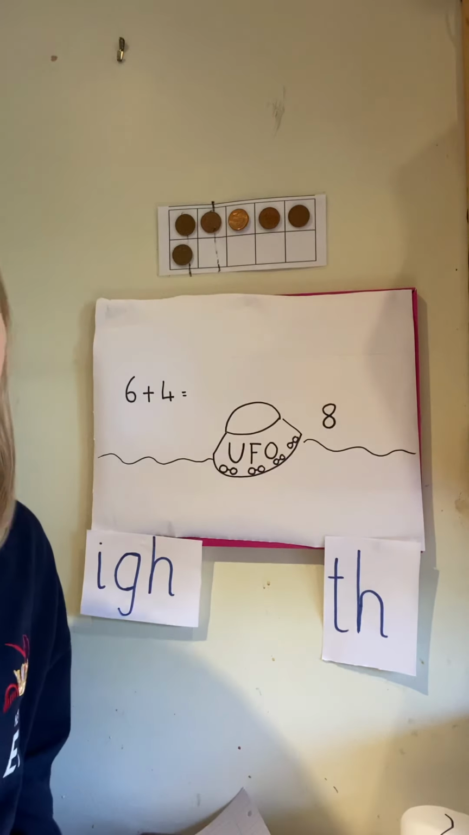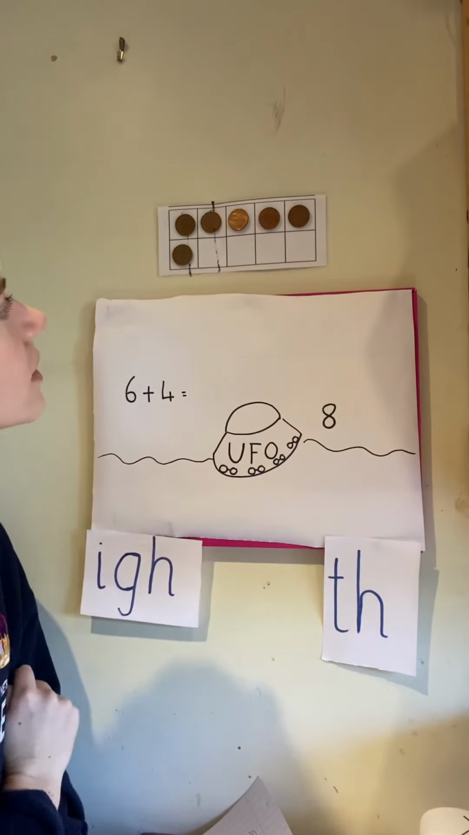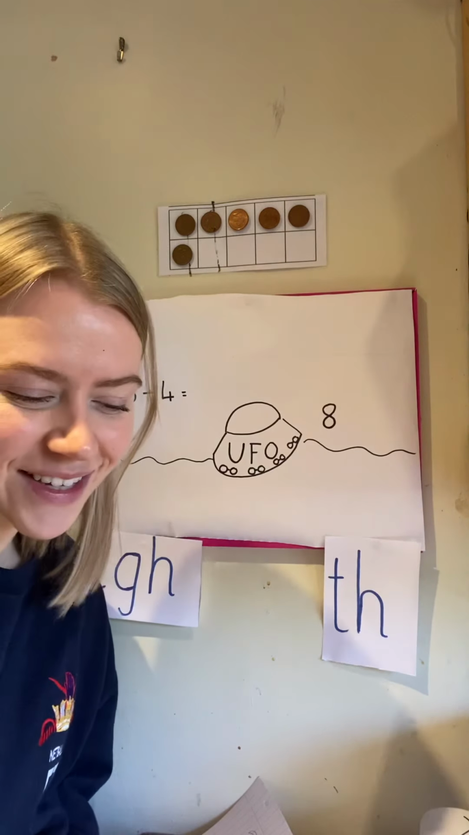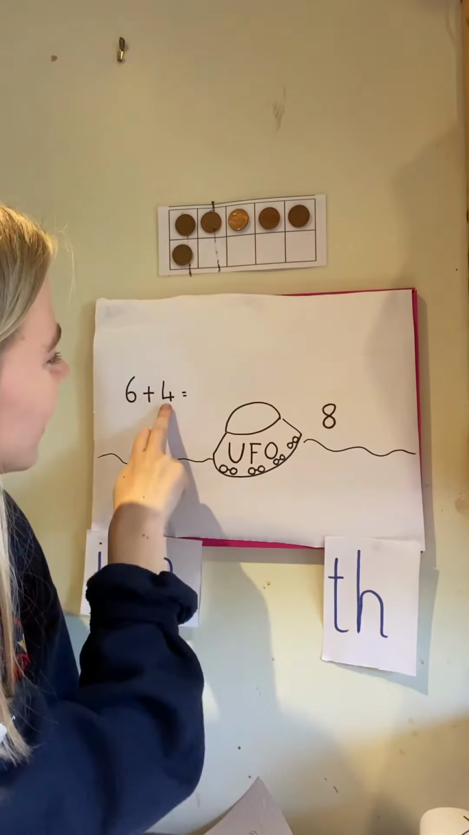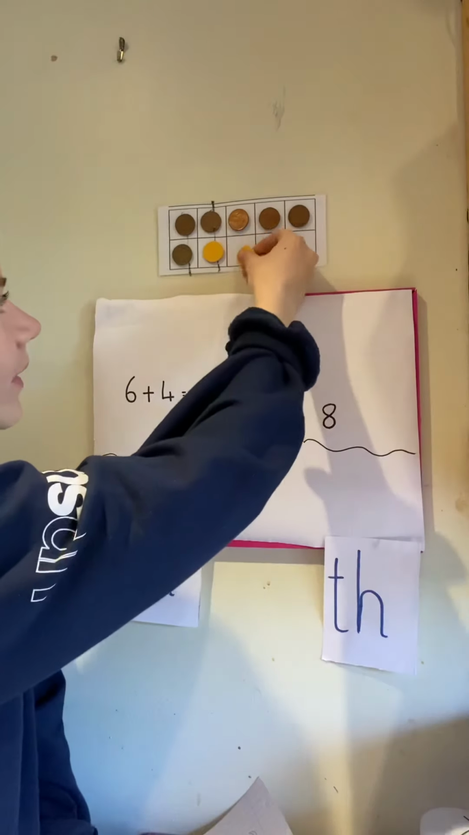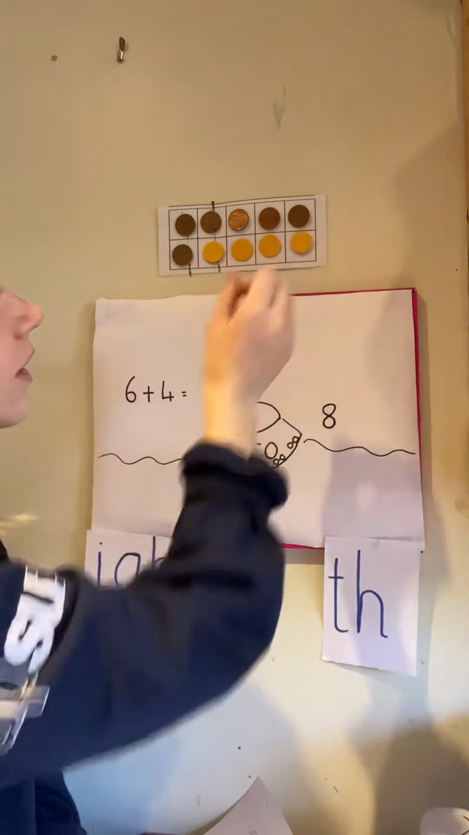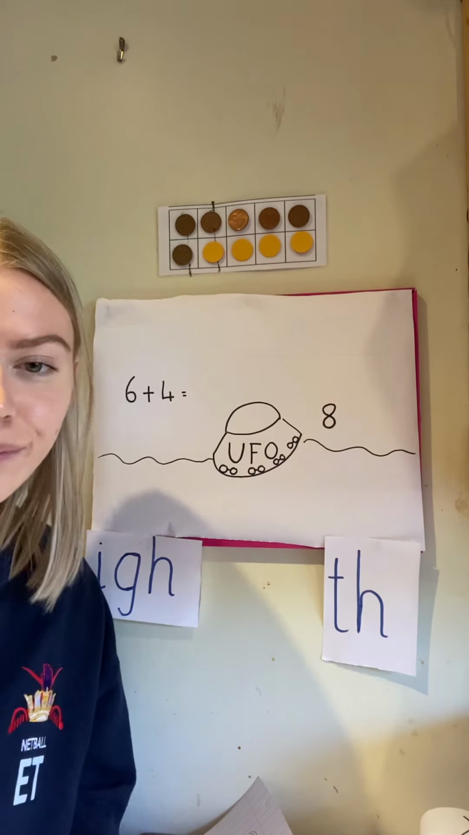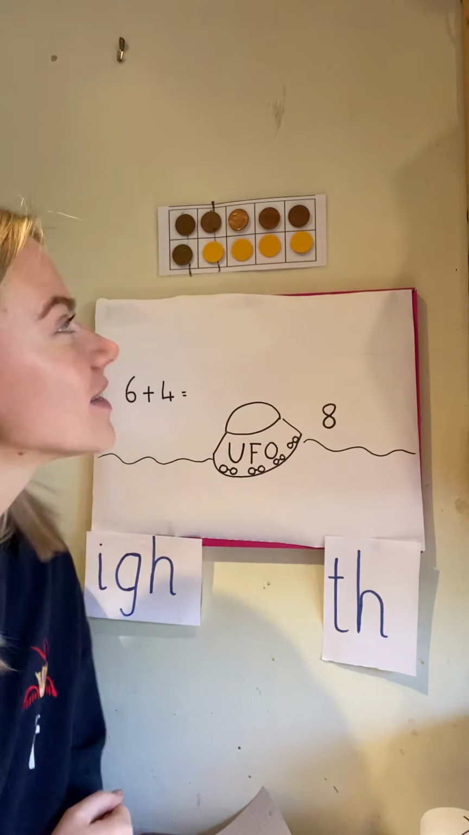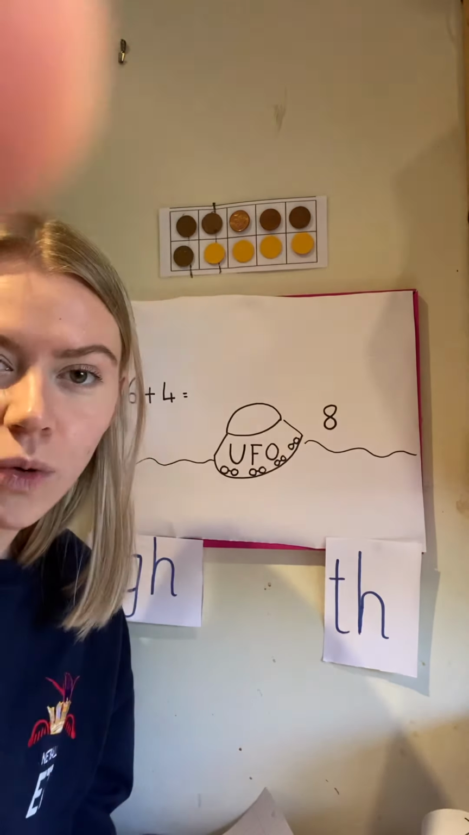6. Now, if I look at my 10 frame, I don't need to count how many I've got there because I can see that one row has been filled, 5, and I can see that one more than 5 is 6. Great counting, everyone. And when we need 4, so I'm going to use my yellow counters. 1, 2, 3, and 4. 6 add 4 equals. We don't need to count how many there are altogether. We know, don't we? We can see that the 10 frame has been filled. So there are 10 counters altogether.